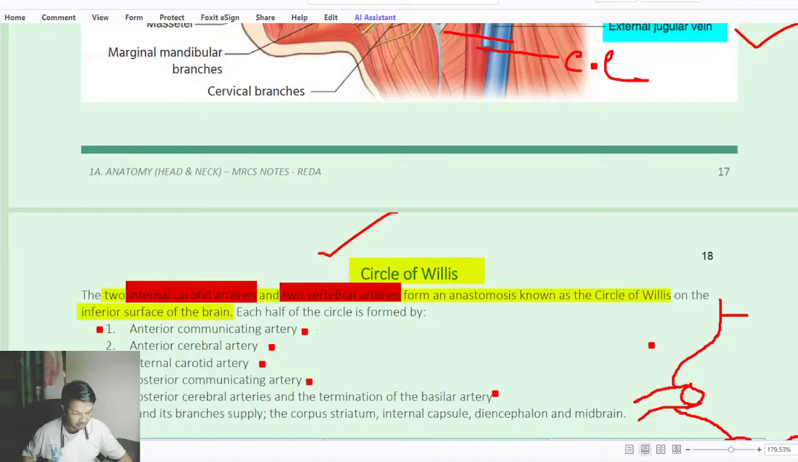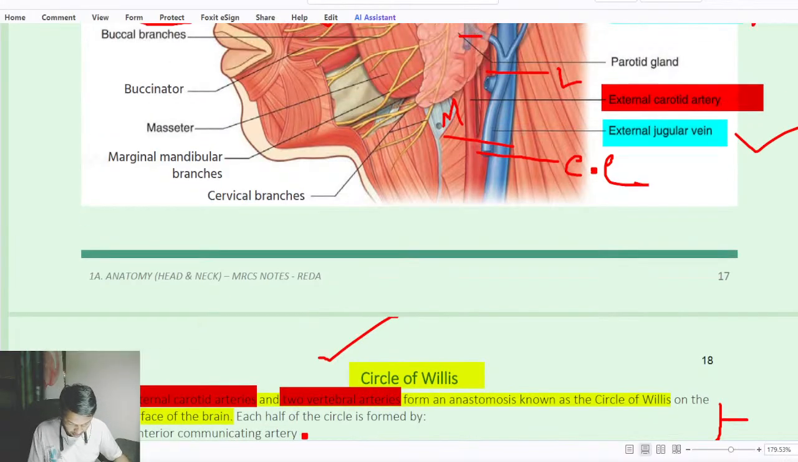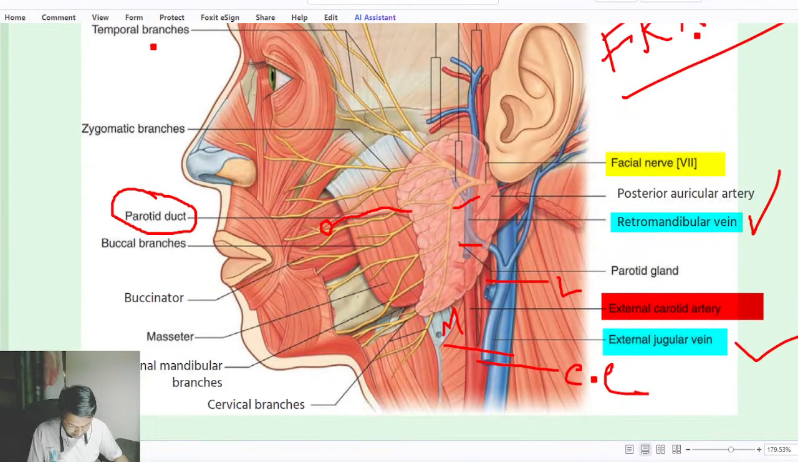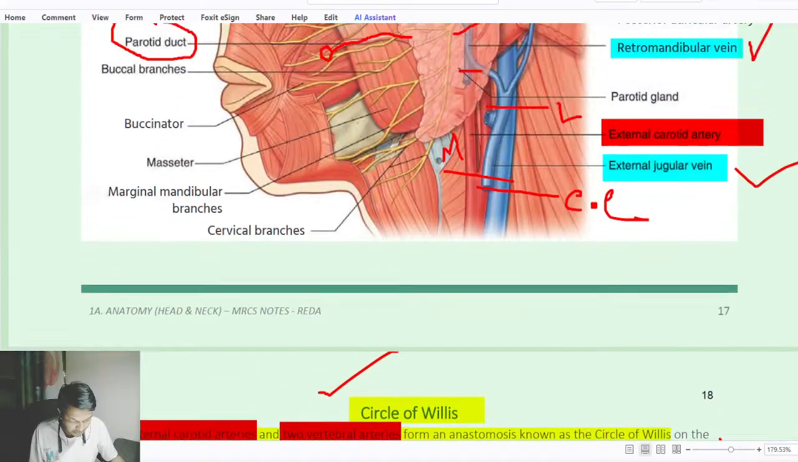What is the structure passing through the parotid gland? That is the facial nerve, retromandibular vein, then the auriculotemporal nerve, and external carotid. And the parotid gland gets blood supply from which artery? External carotid artery. And the parotid duct, where does it open? Opposite the upper second molar.